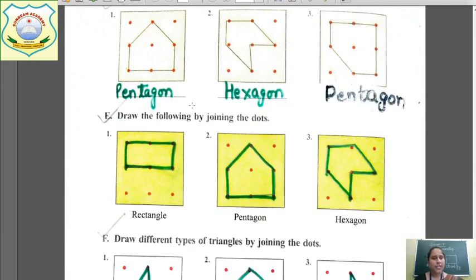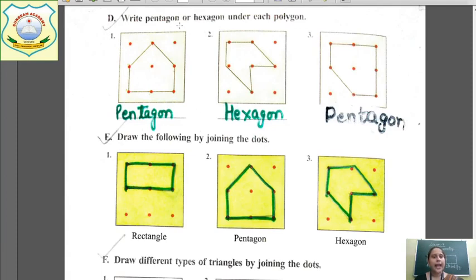Now come to page number 120. Write pentagon or hexagon. So you have to count the line segments and then you have to write whether it is a pentagon or a hexagon. In the first figure, just count the line segments with me. How many sides are there? 1, 2, 3, 4, 5. How many sides are there in this shape? 5 sides. So a shape that is having 5 sides is known as a pentagon and a shape that is having 6 sides is known as a hexagon.